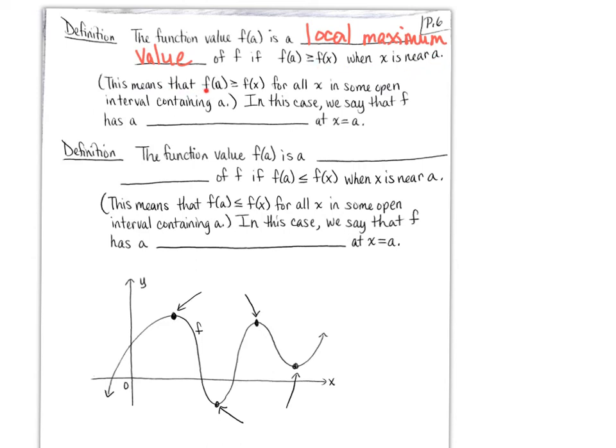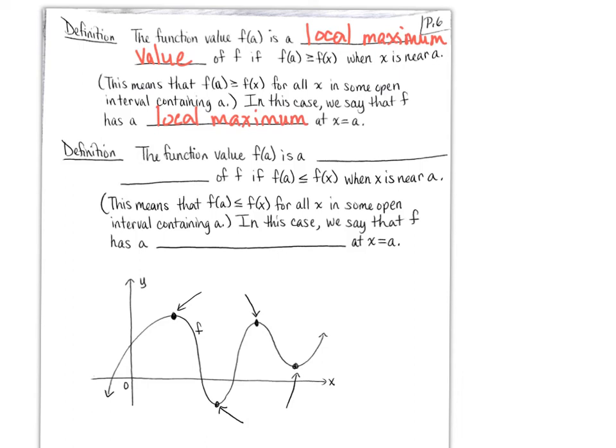This means that f of a is greater than or equal to f of x for all x in some open interval containing a. In this case, we say that f has a local maximum at x equals a. So pay attention to the phrasing. A local maximum value is the corresponding y value. Where your local maximum occurs is the x value. Okay? So make sure you know the difference.